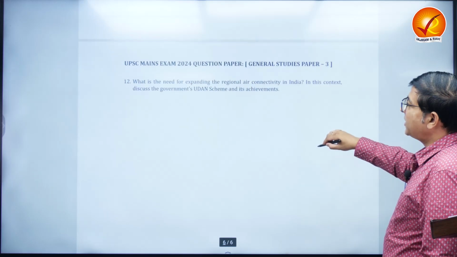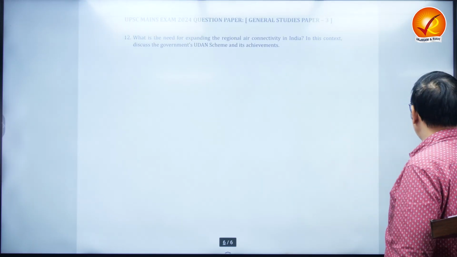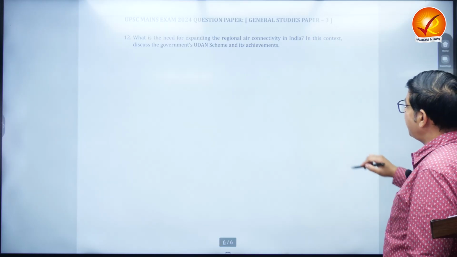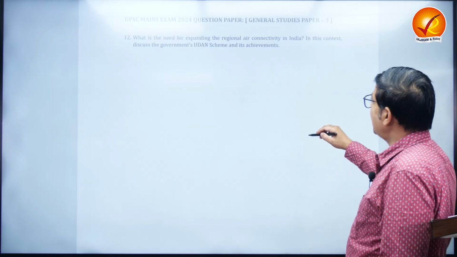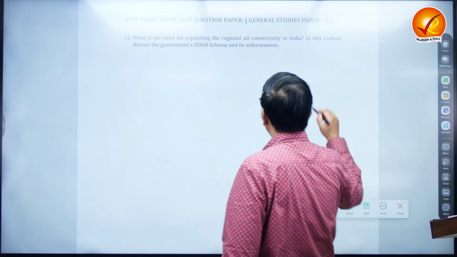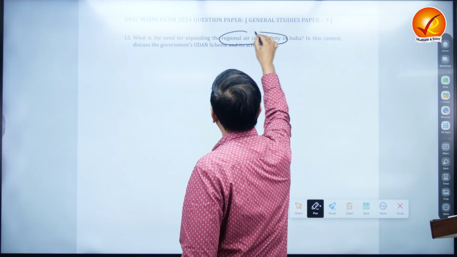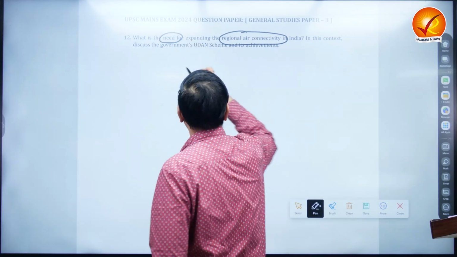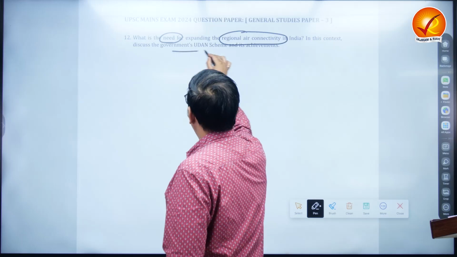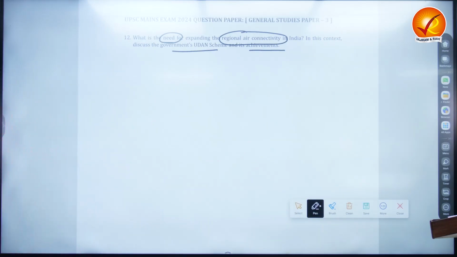What is the need for expanding regional air connectivity in India? That was the first part. And then the second part was asking about, in this context, discuss the government's Udan scheme and its achievement. So two things, regional air connectivity need, and then what is Udan scheme, what are its achievements. Okay, so 250 words again, you had enough space to write.